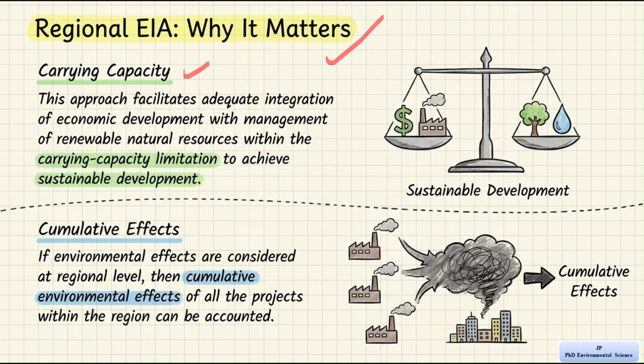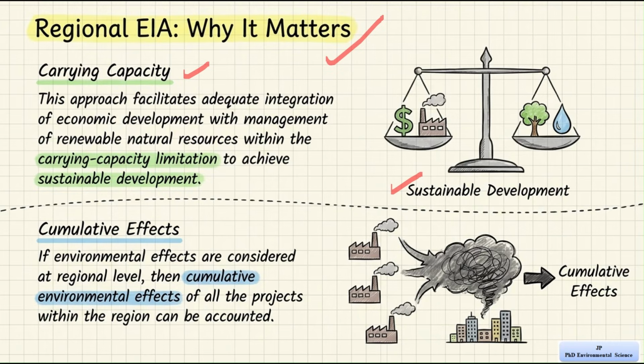For example, if a region can handle only 5 factories, building 10 factories will lead to pollution damage. Building 5 factories will create a balance with the environment. Then the goal is sustainable development. That is development that does not harm the future.